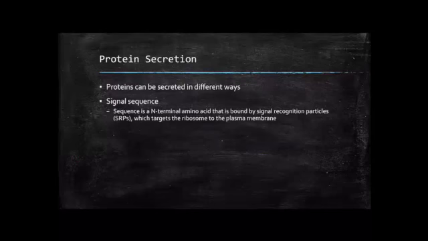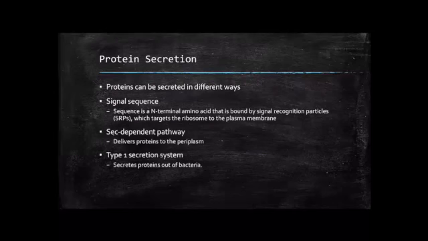During translation, proteins can be secreted in different ways. 3 of those ways are through a signal sequence, a Sec-dependent pathway, and a type 1 secretion system. A signal sequence is an N-terminal amino acid sequence that is bound by the signal recognition particles, or SRPs, which targets the ribosome to the plasma membrane. The Sec-dependent pathway delivers proteins to the periplasm. Lastly, the type 1 secretion system secretes proteins out of the bacteria.